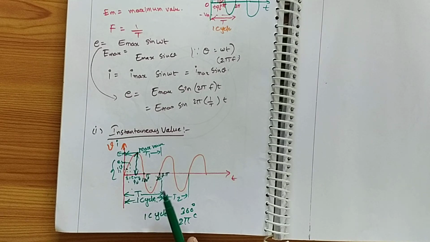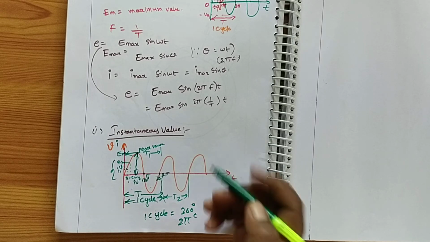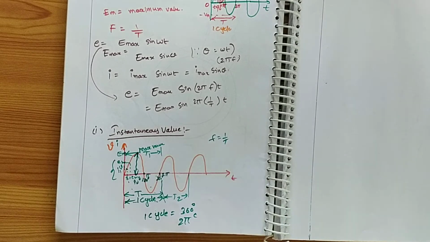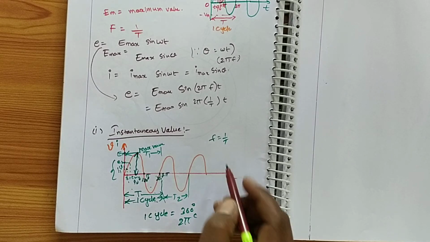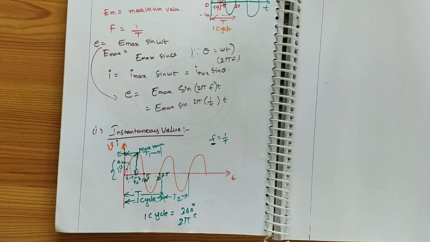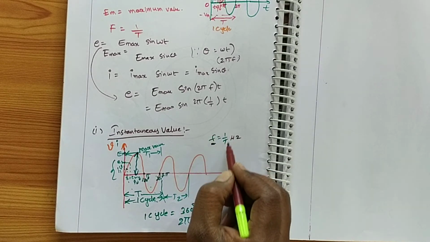What is frequency? The number of cycles made per second of an alternating quantity is called frequency. It is denoted by the letter f and measured in hertz, that is, cycles per second. The frequency of an alternating quantity is the reciprocal of the time period: f equals 1 by T.